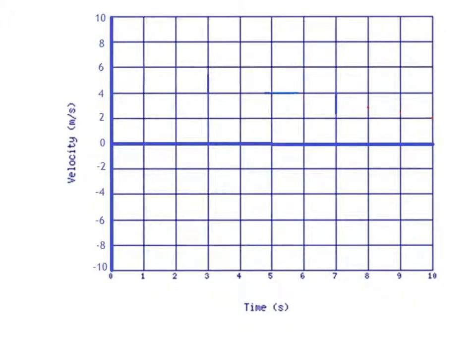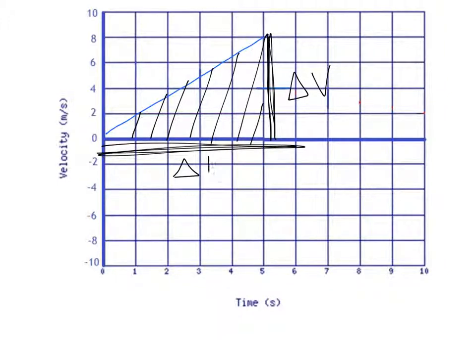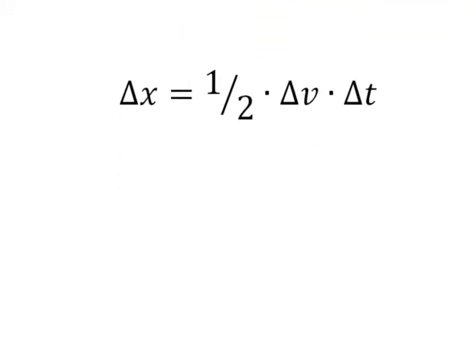If we look at a velocity time graph for changing motion, it might look like this. And if we want the displacement from this graph, we need the area underneath the line. And since the area of a triangle is 1/2 base times height, our displacement can be found by doing 1/2 the change in velocity, it's over here, times the change in time. There we go.